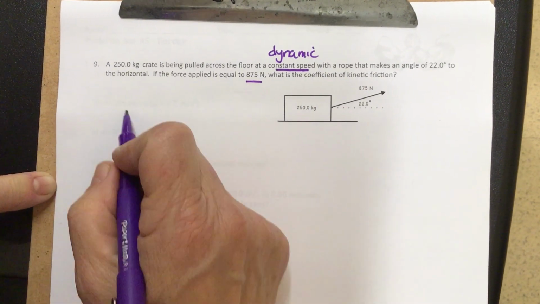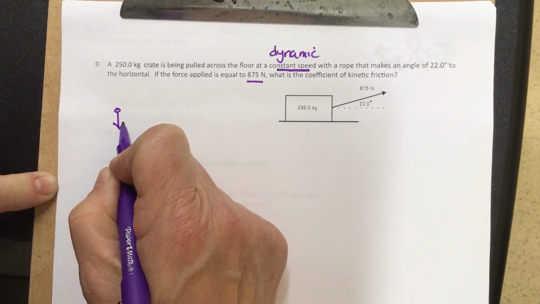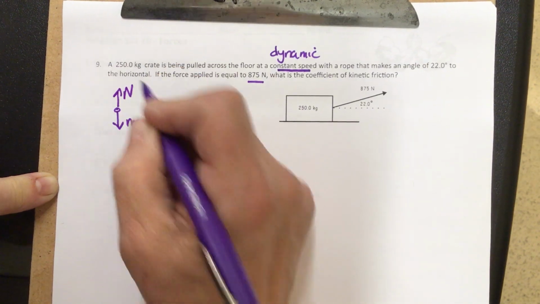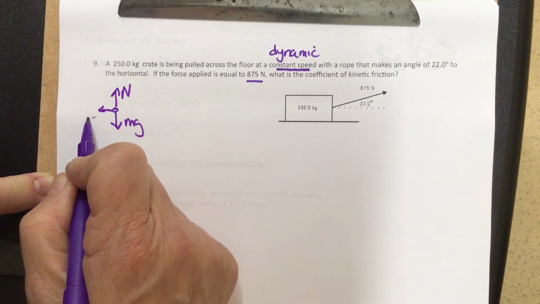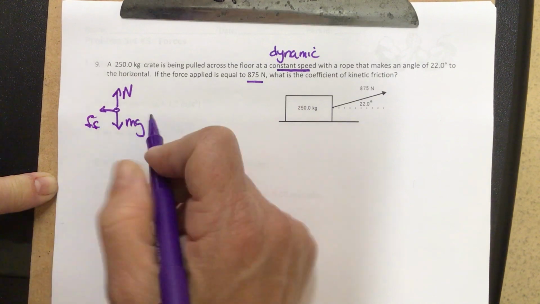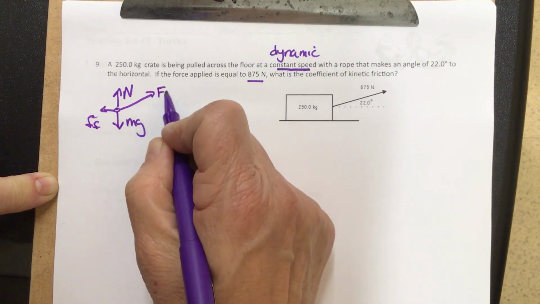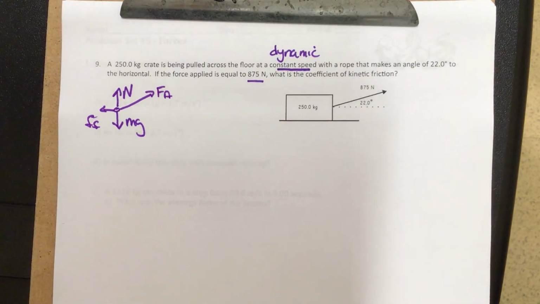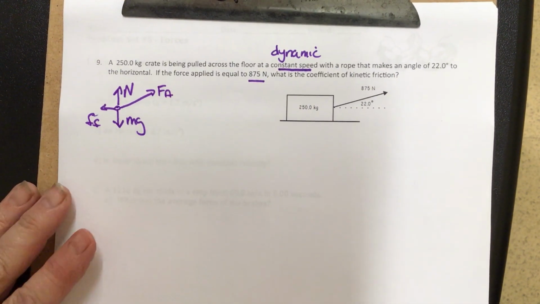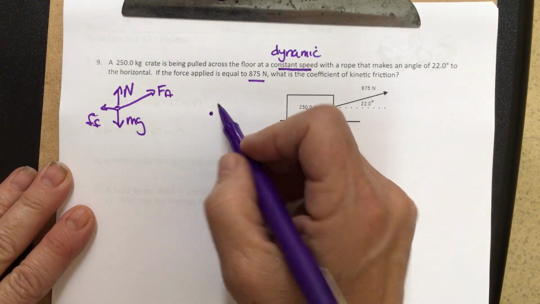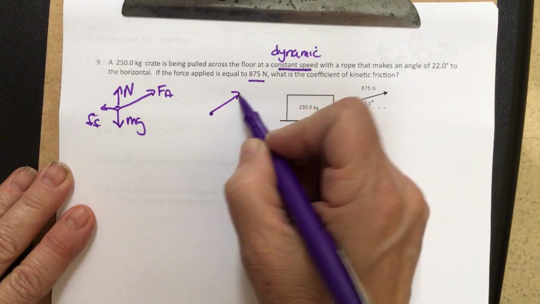All right, so we need a free body diagram. We've got the mass pulling down, mg. We have the normal supporting force pulling up. Somewhere along the way we have friction, and we have a force applied at an angle. And so that's our free body diagram. Remember, we can't take the component vectors on the free body diagram. Over here on a separate diagram, I'm going to go ahead and draw my component vectors.